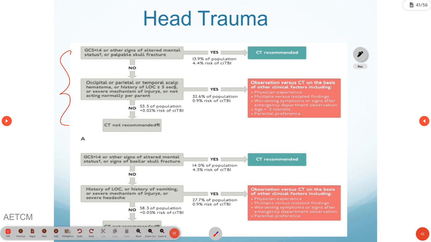So if the GCS is low and if there is an altered mental status with a palpable skull fracture, that is a clear-cut indication to go ahead with CT. Otherwise, it is based on the treating physician.